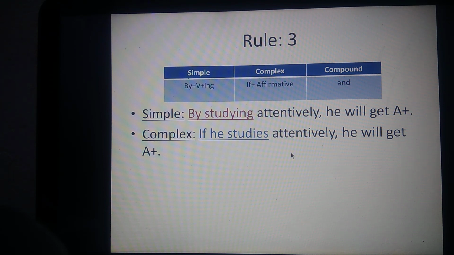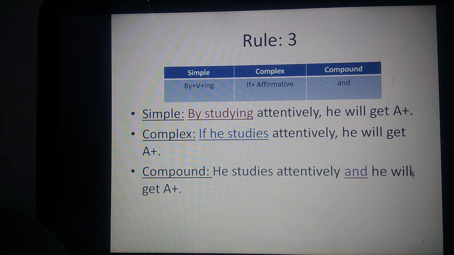To make this one a compound one, I will need to drop the conjunction "if" and add the conjunction "and." So he studies attentively and he will get A+. As I told previously, we can drop out the subject from the second clause of a compound sentence if both the clauses have the same subject. So we can drop this subject and the sentence will read like this: he studies attentively and will get A+.